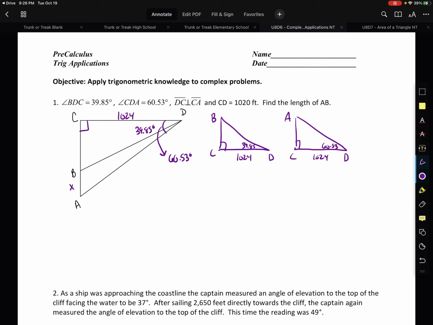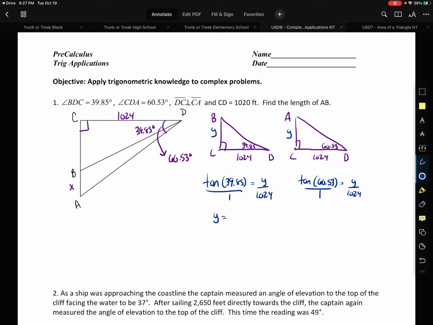What I want you to realize is that we have right triangles, so we could set up SOHCAHTOA. I've seen people use law of sines, I've seen people use law of cosines, but this is the easiest, most direct way. I want to solve for these two sides, so I'm going for tan in both of them. Tan of 39.85 equals opposite over adjacent, and tan of 60.53 equals opposite over adjacent.